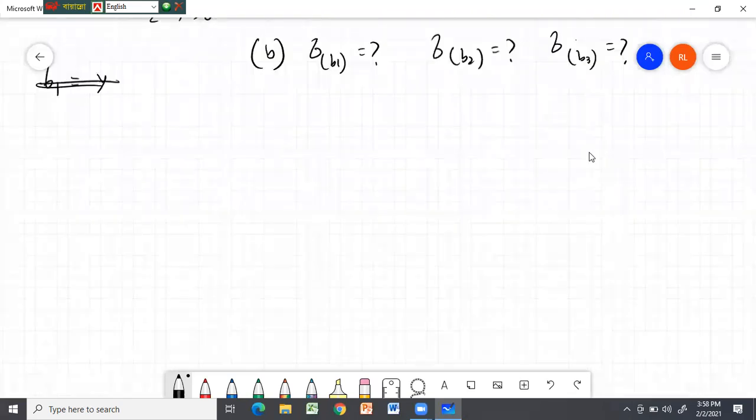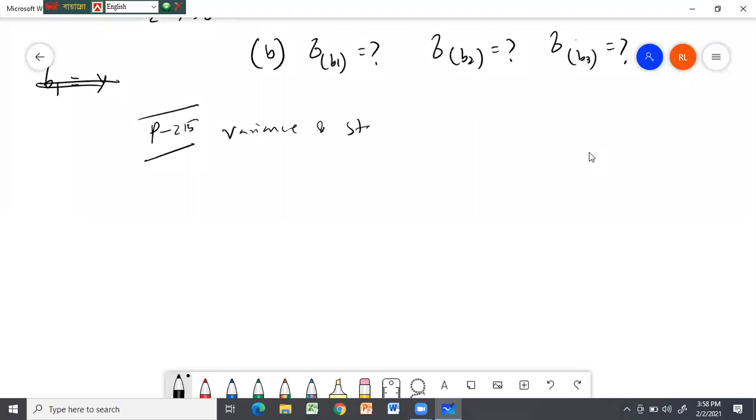So here, when you are calculating the standard error of B1, it has a derivation. I would like to request you to move to page number 215. Come to 215. There you can see at the bottom of the page, variance and standard errors of the OLS estimators. Can you see? Yes, sir.